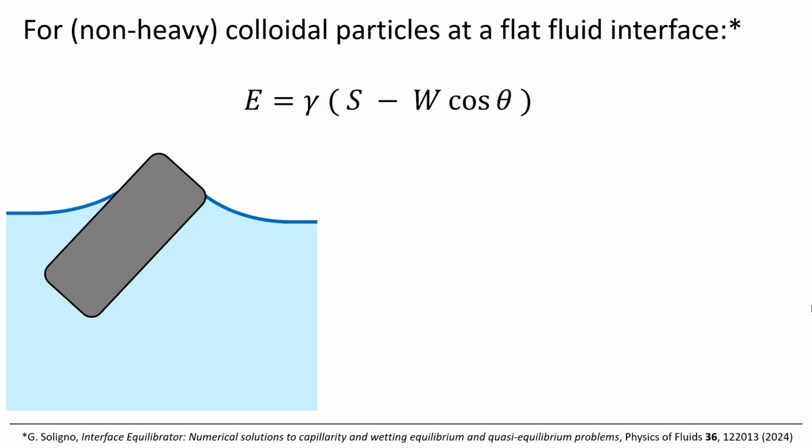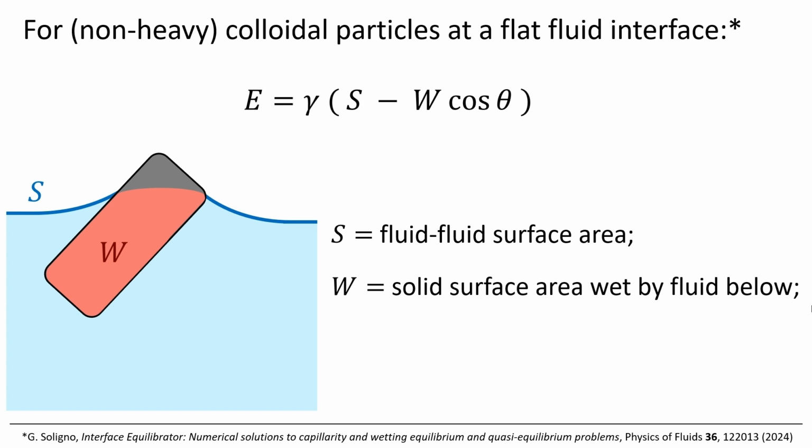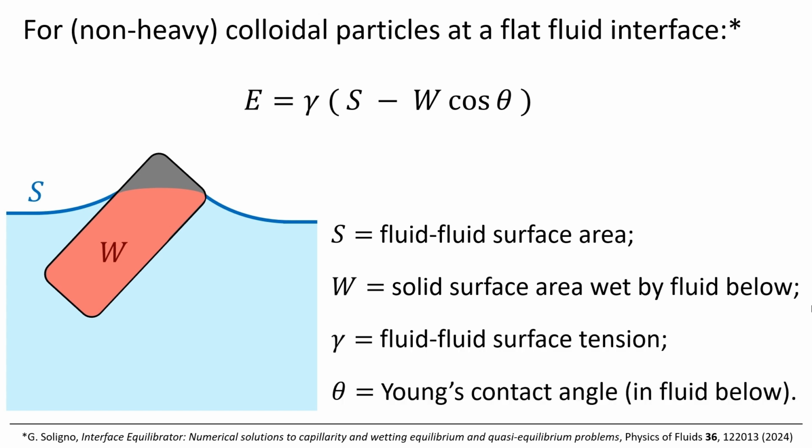For particles at fluid interfaces, the energy can be written with this expression, where S is the surface area of the fluid interface, W is the surface area of the particle wet by the fluid below, gamma is the fluid-fluid surface tension, theta is Young's contact angle, taken in the fluid below. In our case, 60 degrees. So, we need to calculate the energy E for different particles' orientations to find which orientation has the lowest E.